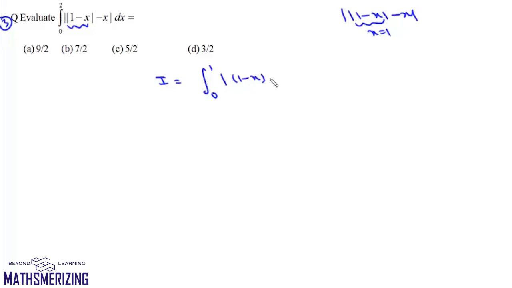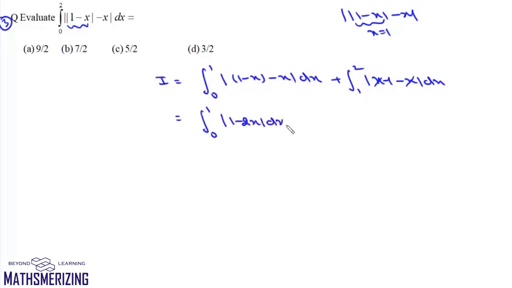So it will be mod of 1 minus x dx, and then plus from 1 to 2. Now when x is greater than 1, then it will be x minus 1. So it will be x minus 1 minus x into dx. Now here x will cancel. So we'll get this integral as from 0 to 1 mod of 1 minus 2x dx plus from 1 to 2, and it will be simply dx.